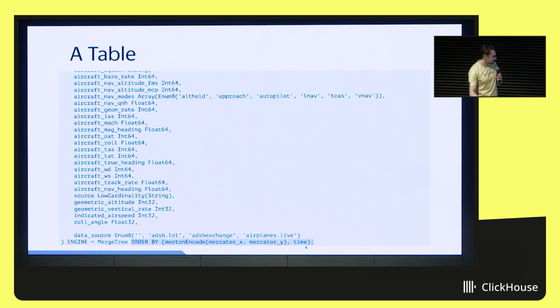So it is a tuple. The second element is time, no surprise. But the first element is a Morton encode function of these two coordinates, x and y. Who knows what it is? Just one person? Who else? OK, let me explain.